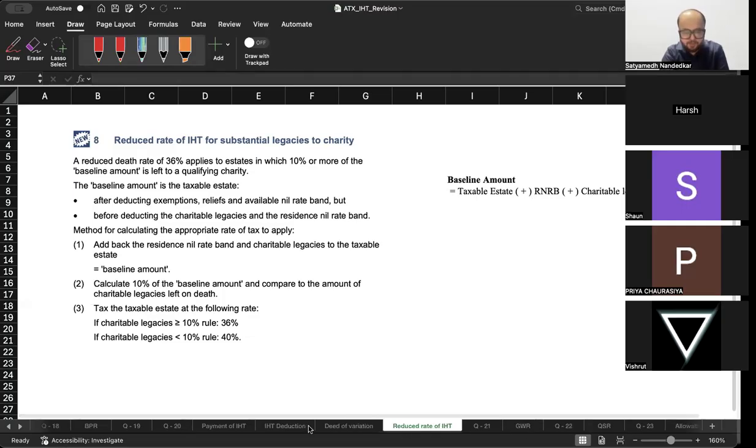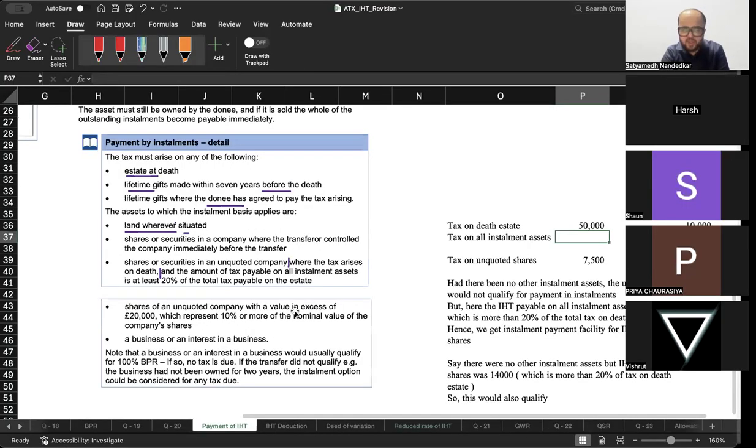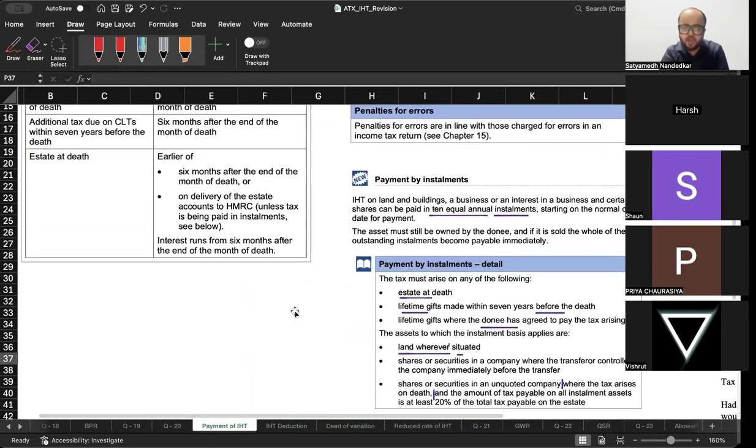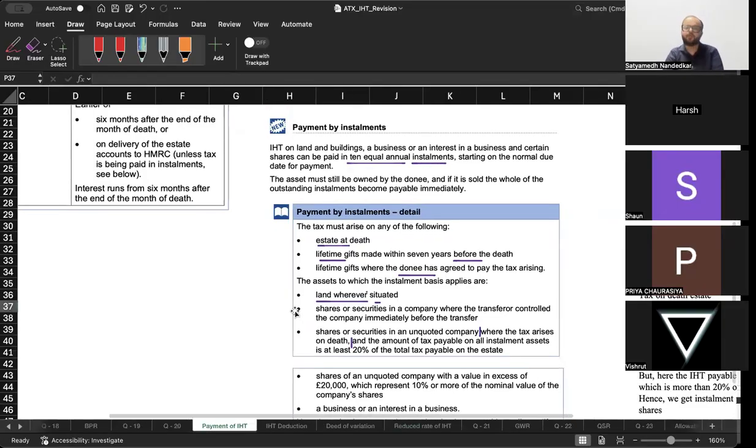Now, payment of IHT. There have been times when they have asked questions on payment of IHT, mostly on payment by installment. IHT on land and building, a business or an interest in a business, and certain shares can be paid in 10 equal annual installments starting on the normal due date for payment. The asset must still be owned by the donee, and if it is sold, the whole of the outstanding installments become payable immediately. ठीक है.